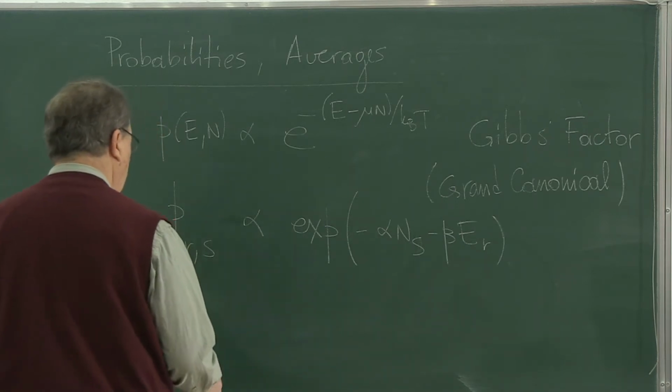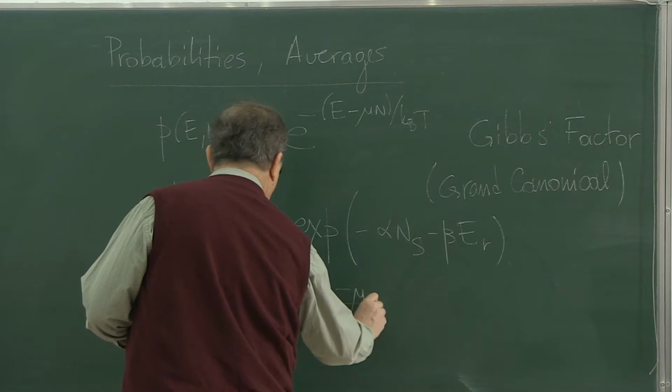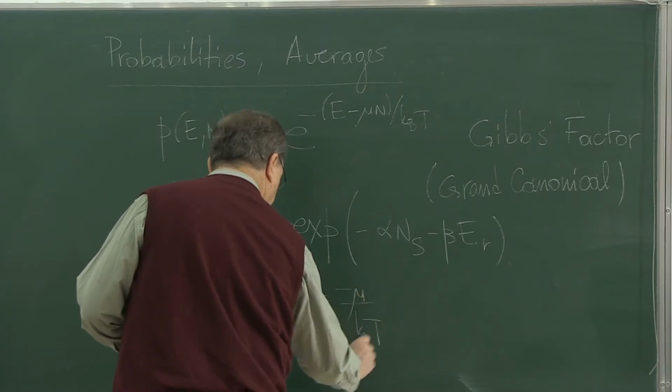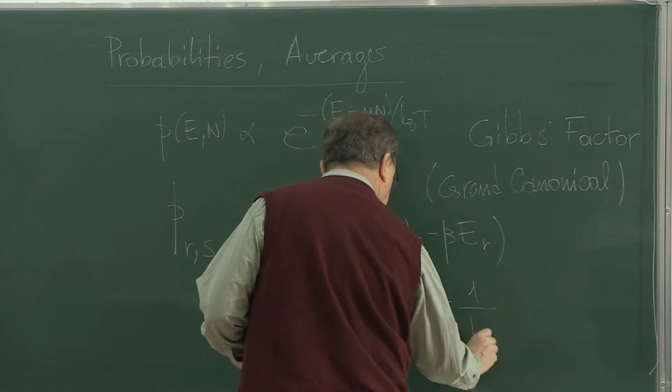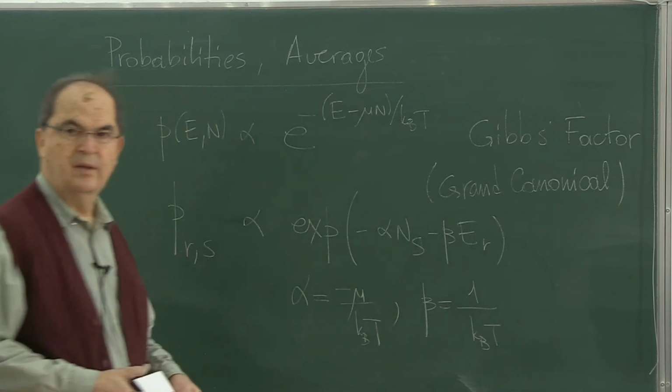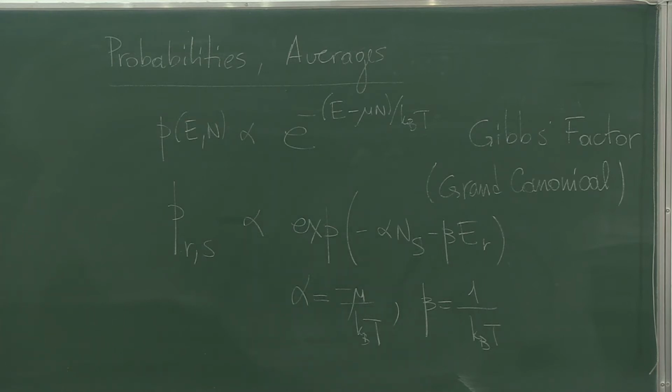Here, of course, alpha is minus mu over kBT, and beta is 1 over kBT, isn't it? So I have defined another constant, let's say, proportional to the chemical potential. But physicists are sometimes lazy not to rewrite every time 1 over kBT. We say beta and alpha, and that's it.